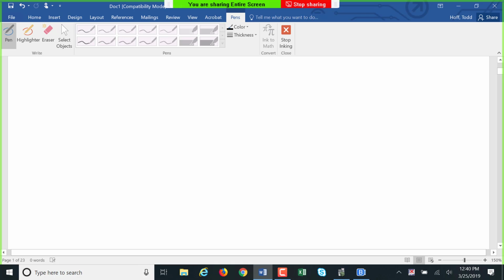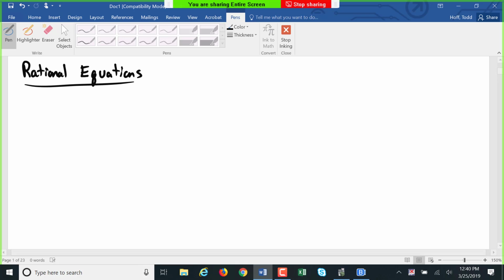And we looked at this a little bit before we left for spring break, looking at rational equations. And rational equations are nothing more than equations that have fractions in them. And there are a lot of different forms of rational equations. Could be as simple as this.